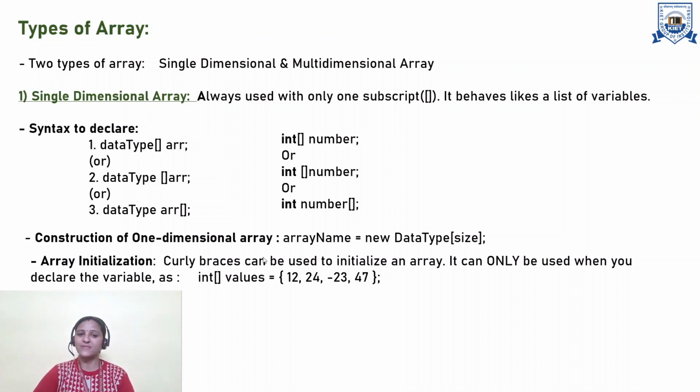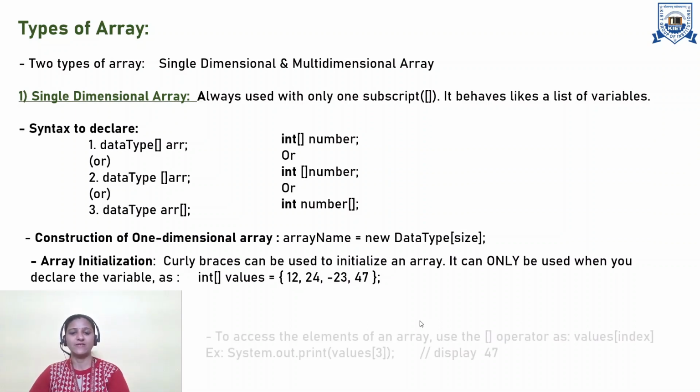For that, curly braces can be used to initialize an array. It can only be used when you declare the variable like this. So int, then the subscript denoting that it is an array. We are creating an array with the name values, an array variable denoted by values, and in this array variable we are providing these values: 12, 24, minus 23 and 47.